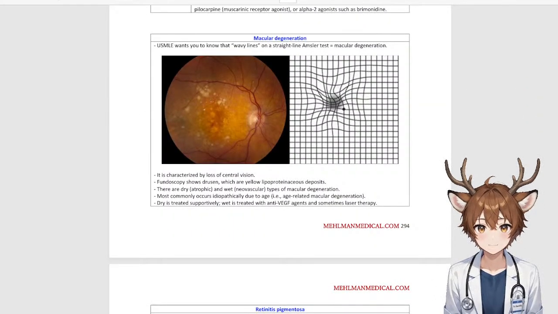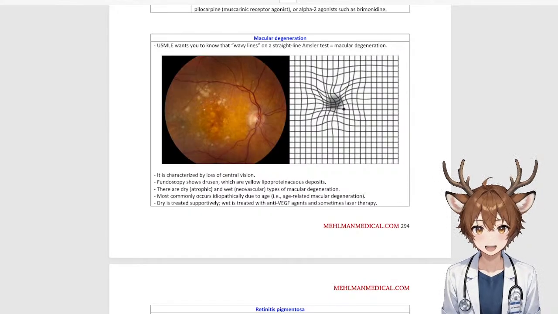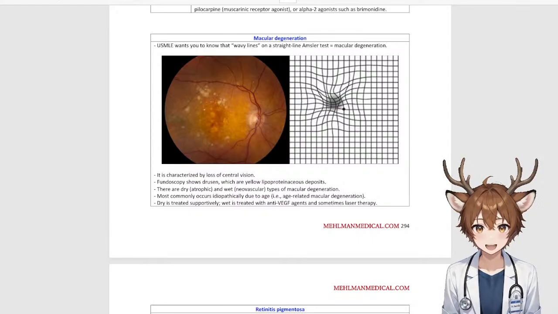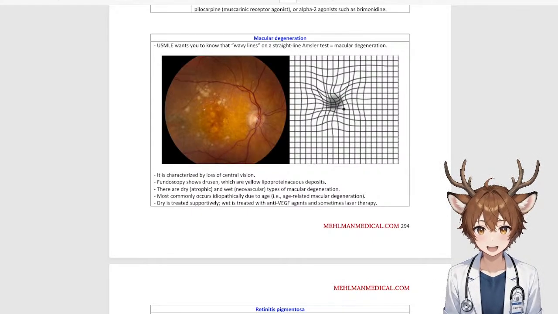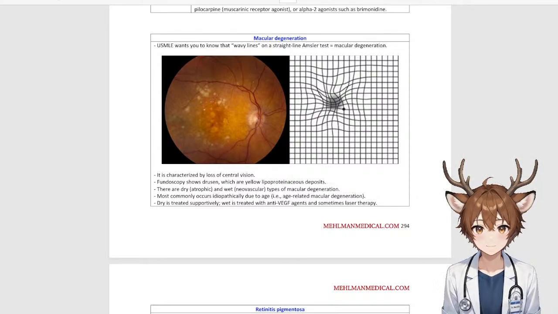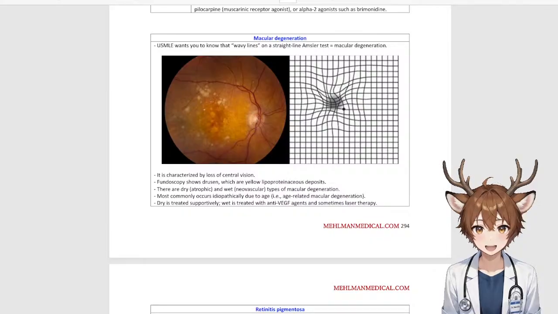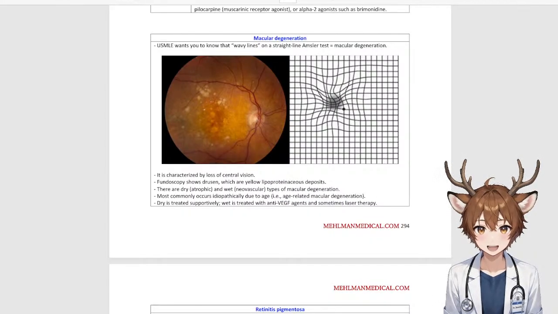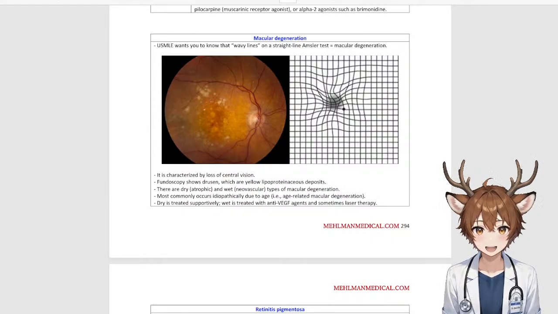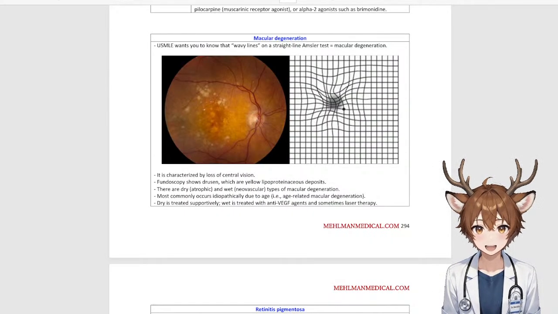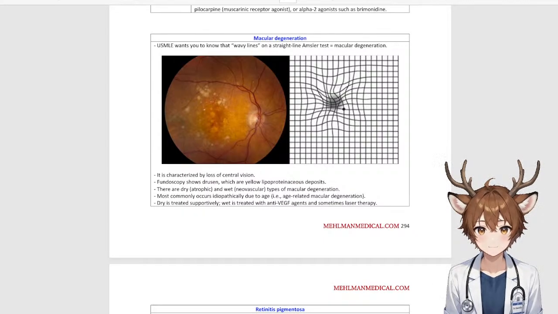Macular degeneration. USMLE wants you to know that wavy lines on a straight line Amsler test equals macular degeneration. It is characterized by a loss of central vision. Fundoscopy shows drusen, which are yellow lipoproteinaceous deposits. There are dry, atrophic, and wet neovascular types of macular degeneration. Most commonly it occurs idiopathically due to age, that is to say, age-related macular degeneration. Dry is treated supportively, wet is treated with anti-VEGF agents and sometimes laser therapy.